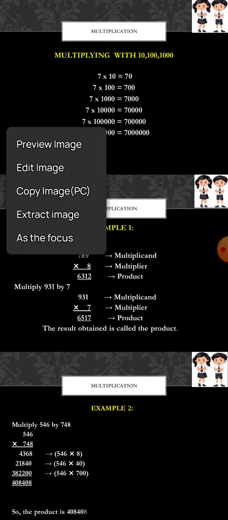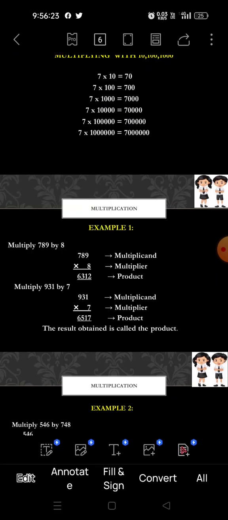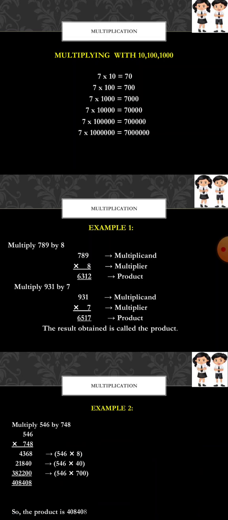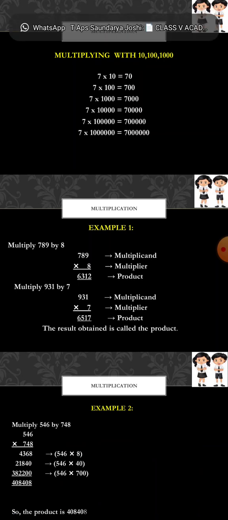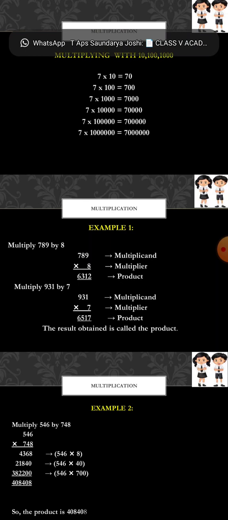Now what happens when you multiply with 10, 100 and 1000? That is multiples of 10. Now look at the screen. Whenever you have to multiply with the multiples of 10, what you have to keep in mind, just see here, we have taken one example, 7 multiplied by 10. The product of 7 and 10 is 70.